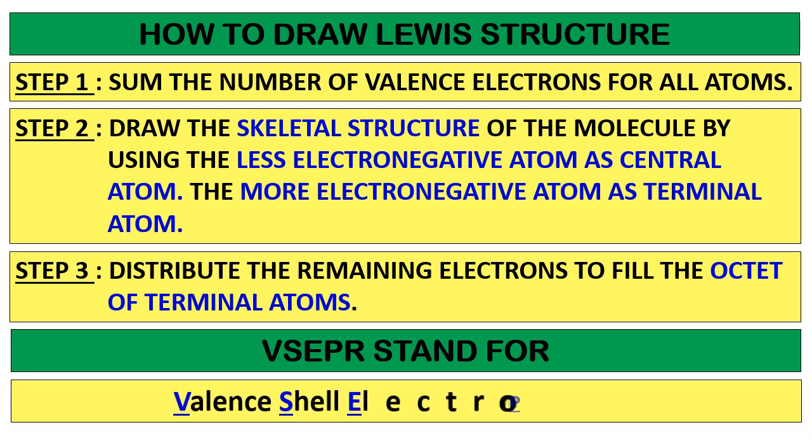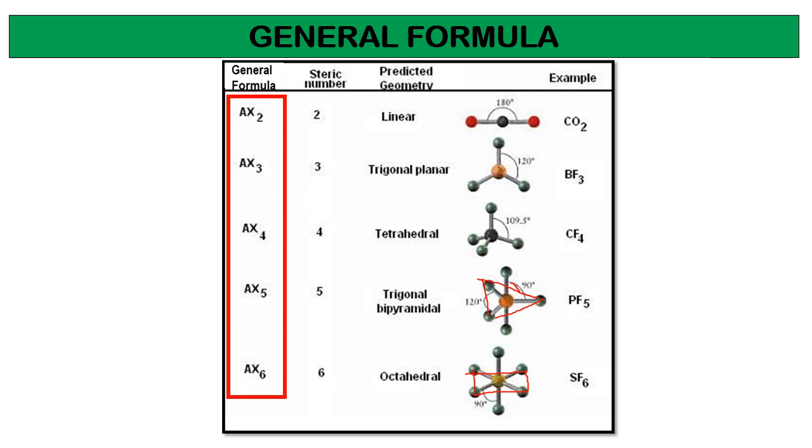VSEPR stands for valence shell electron pair repulsion. These are the general formulas. In the general formula, A stands for our central atom and X is our terminal atom. So AX2 means there is one central atom and 2 terminal atoms. The predicted geometry is linear with a 180 degree angle, for example carbon dioxide. Then AX3, when there is one central atom and 3 terminal atoms, based on the VSEPR theory the best arrangement is trigonal planar. Each angle between the bonding pairs will be 120 degrees.